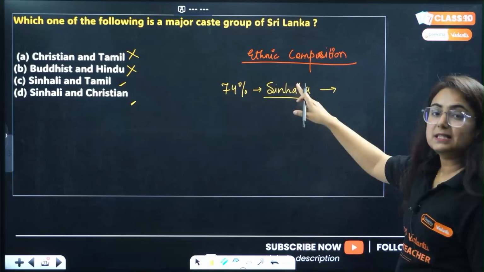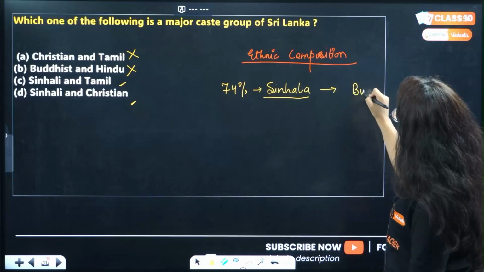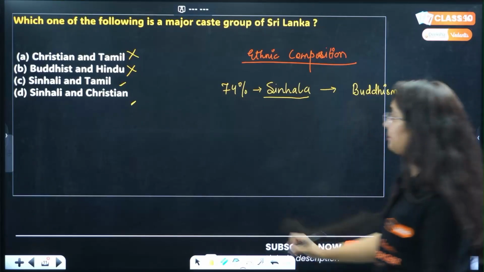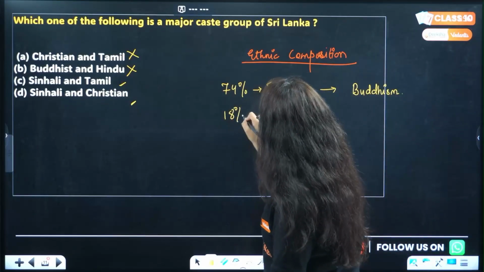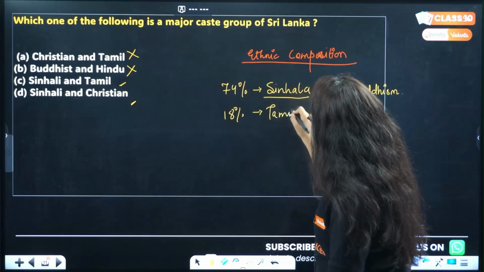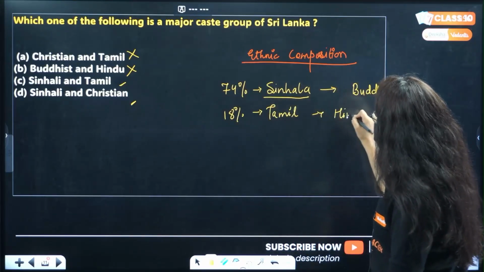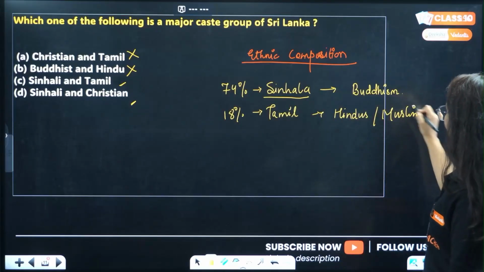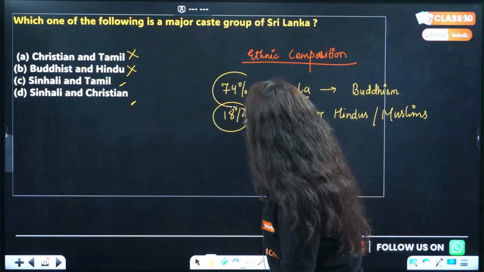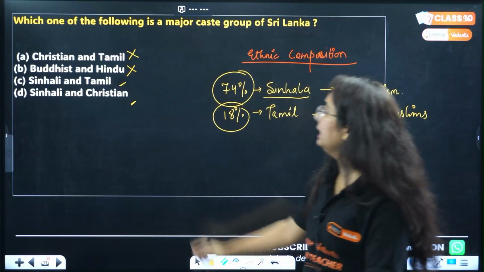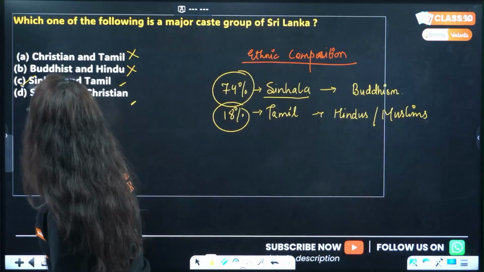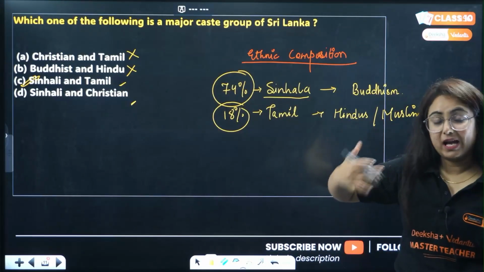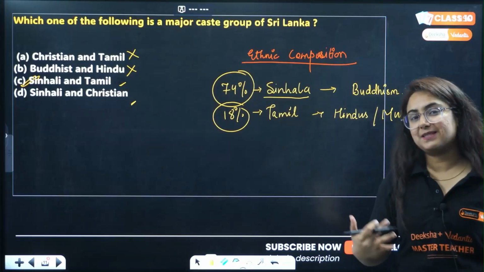74% of the people speak the language Sinhala and follow the religion Buddhism. 18% of the people speak the language Tamil, and they are either Hindus or Muslims. So obviously, the major social groups of Sri Lanka are Sinhali and Tamil. C is the correct answer to this question. This is how the question will come. I'm making you practice for MCQs.